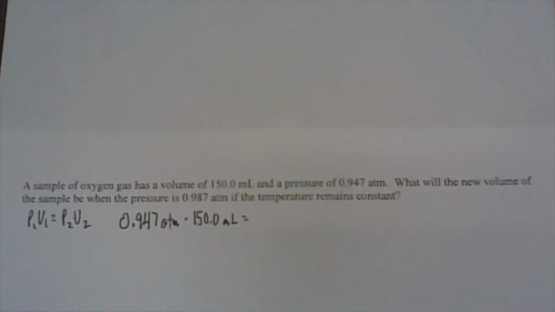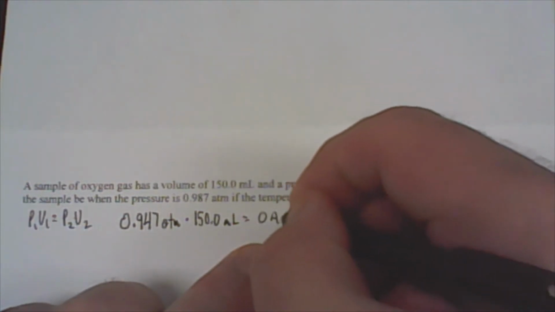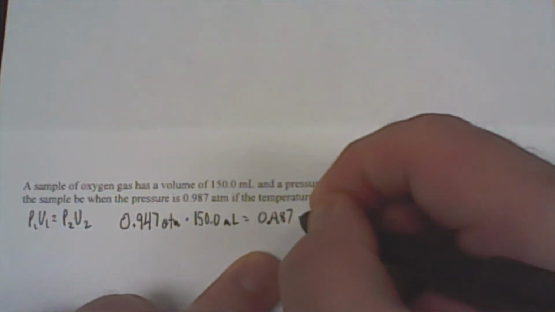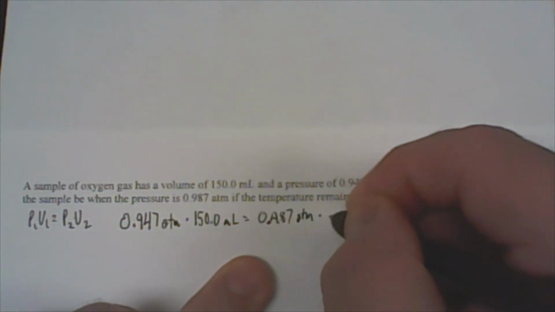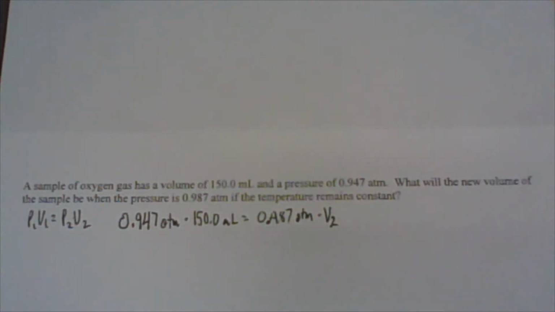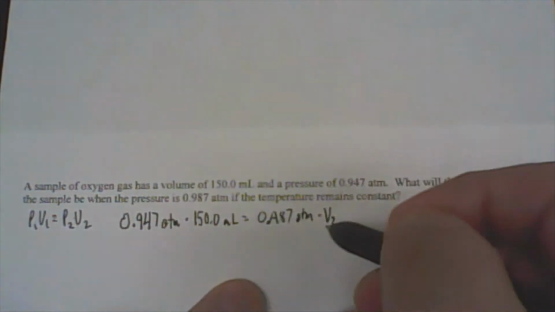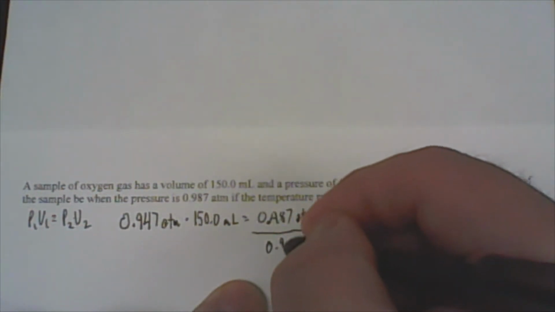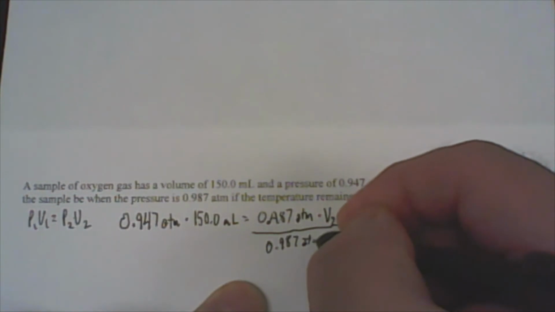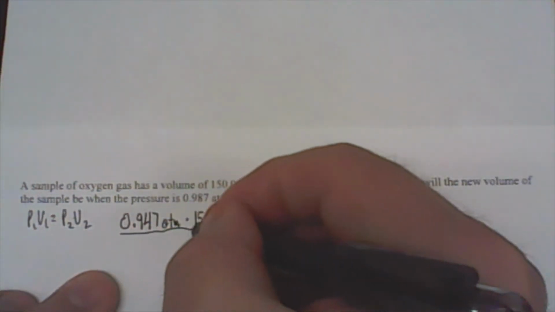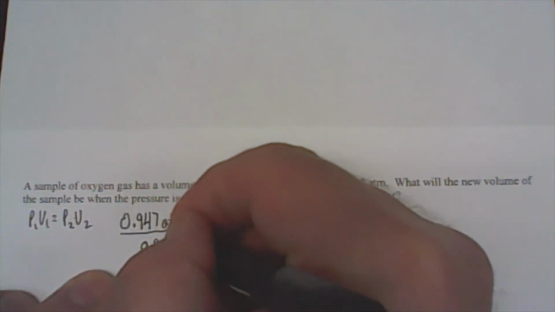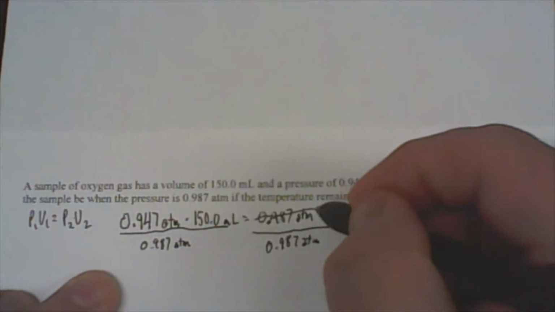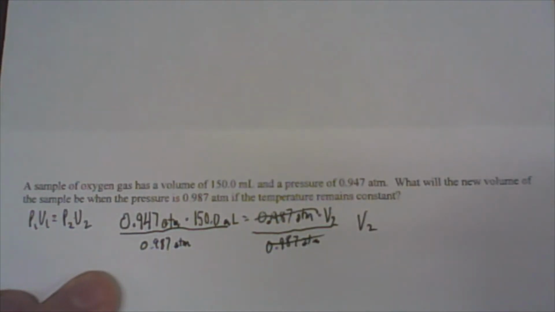What is pressure 2? 0.987 atmospheres. What is V2? Well, I don't know. That's what I need to find out. I can rearrange this equation ahead of time, or I can simply fill it in like this and then rearrange it. So to get rid of the 0.987 atmospheres on this side, I divide both sides by it. So those cancel out. I'm left with V2 by itself over here.